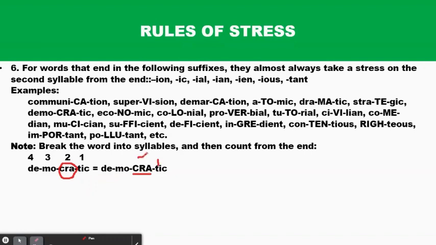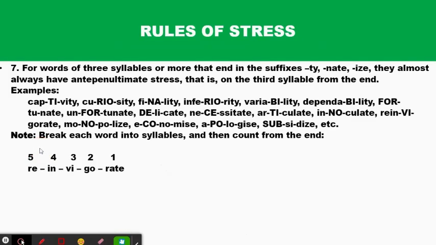This is 1, this is 2, this is 3, and this is 4. So stress is on the second syllable, okay? So that's exactly the way it is, okay? So now let's move on to the next rule, rule number 7. For words of 3 syllables or more that end in the suffixes ty, nate, ize, they almost always have antepenultimate stress, that is on the third syllable from the end.